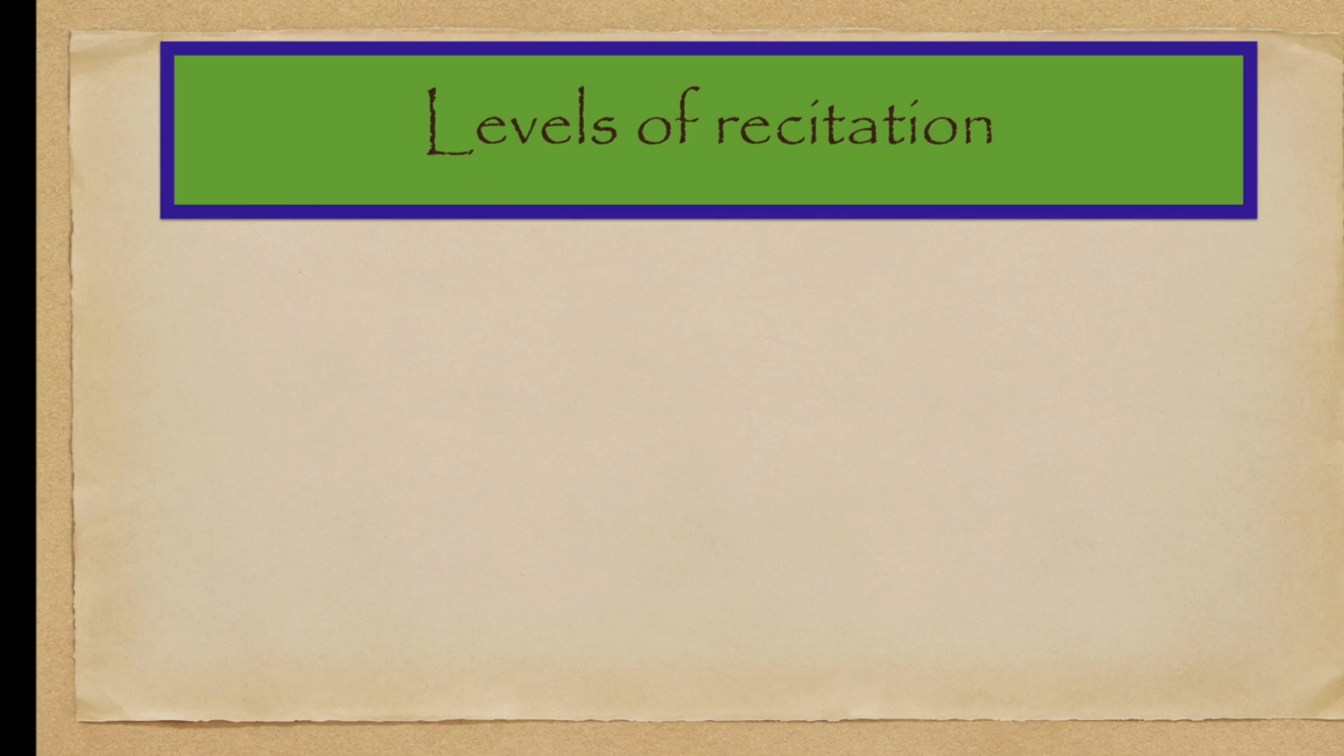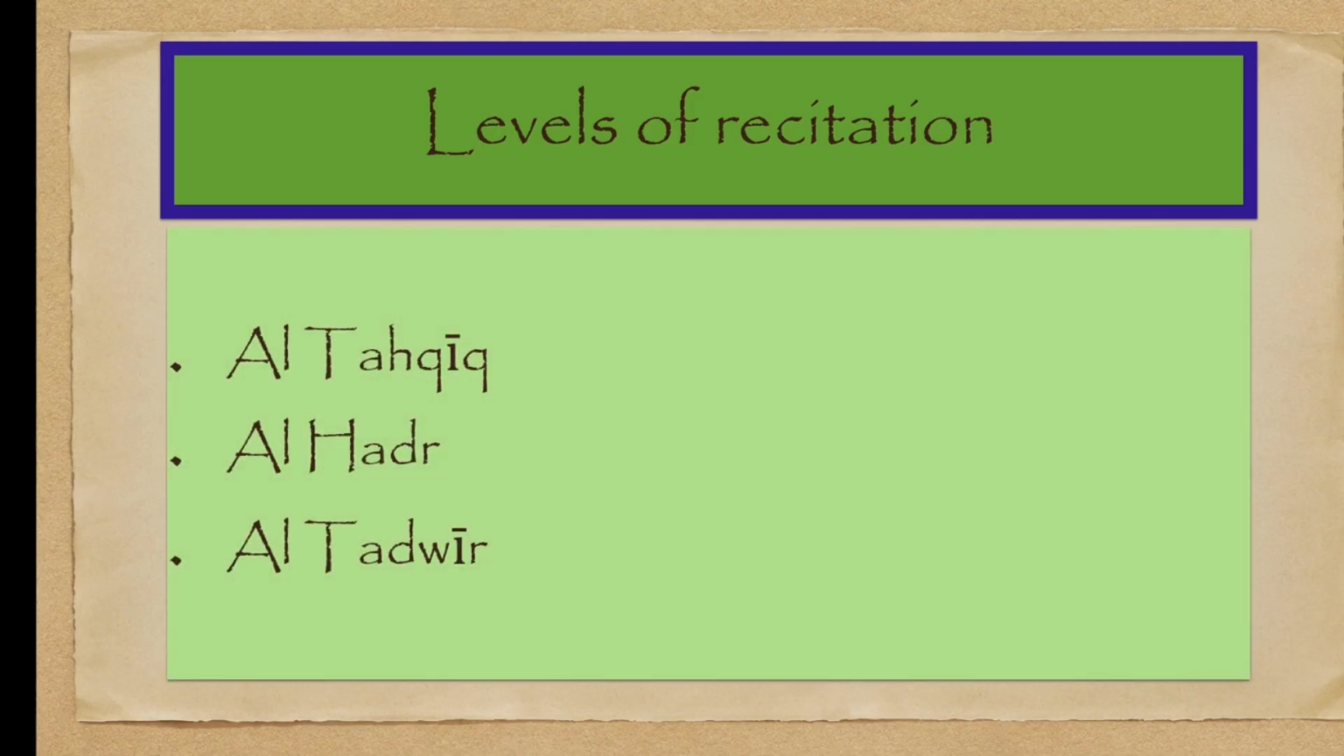And then we have levels of recitation. And under here, we have 3 levels of recitation, and they are at-tahqiq, which is the slowest type of recitation, which is the type of recitation used for learning and teaching. So when you hear the Quran, the recordings for tajweed or the mujawwad recordings, they are basically where the qari will be reciting in the level of tahqiq.